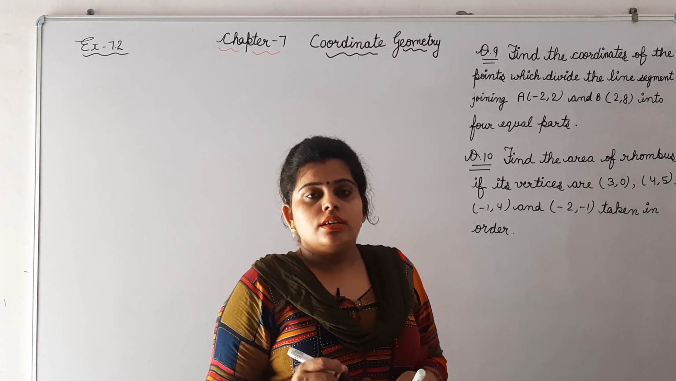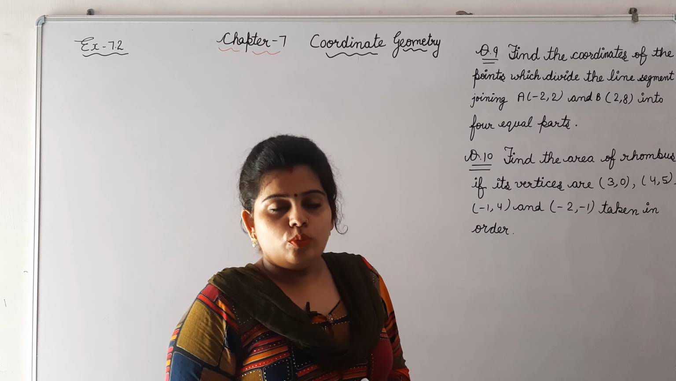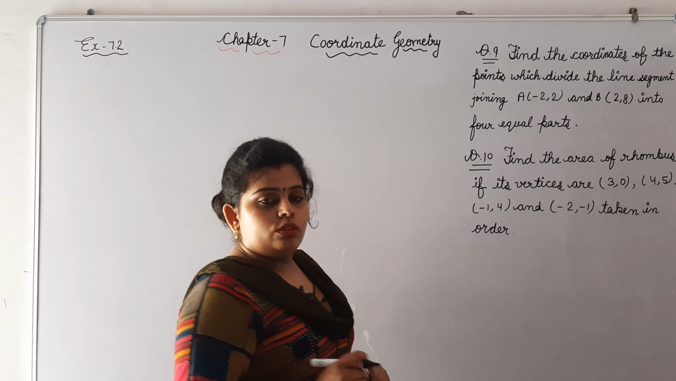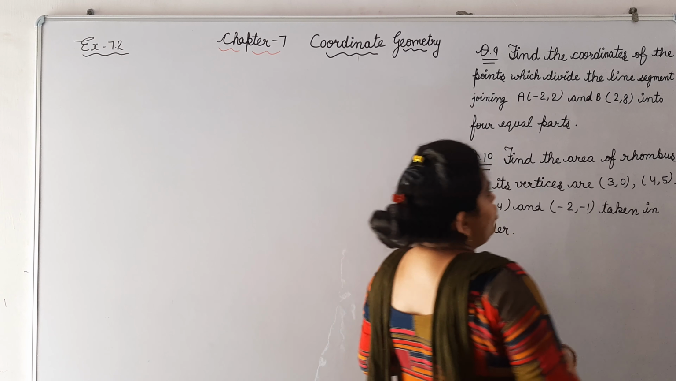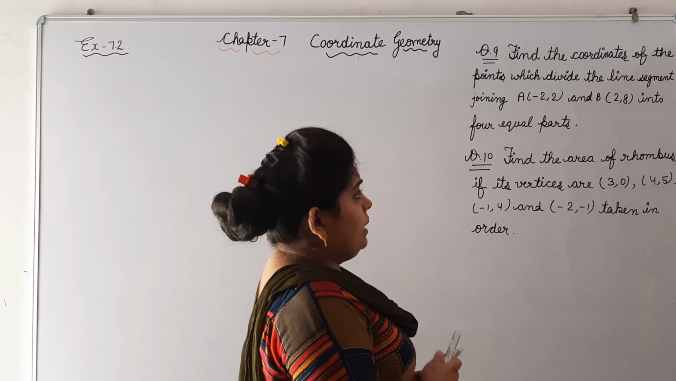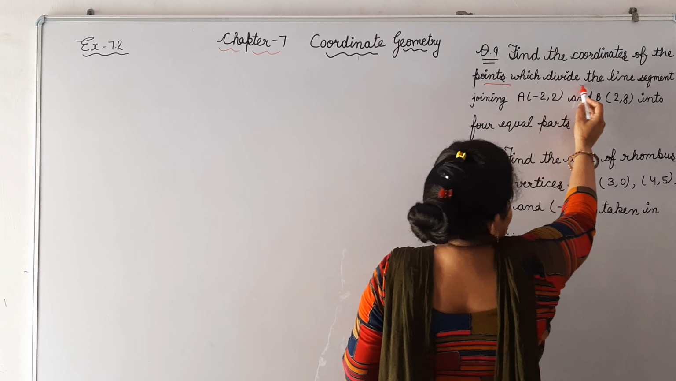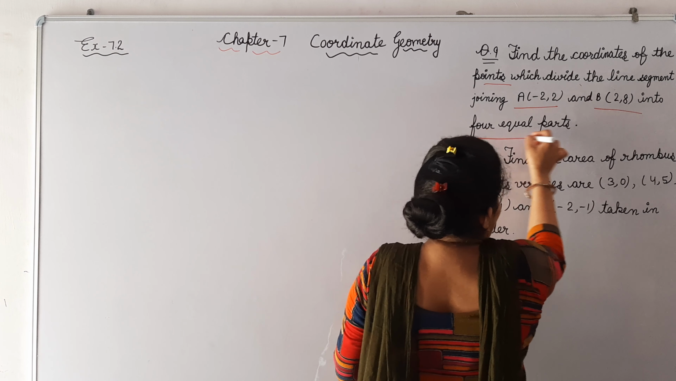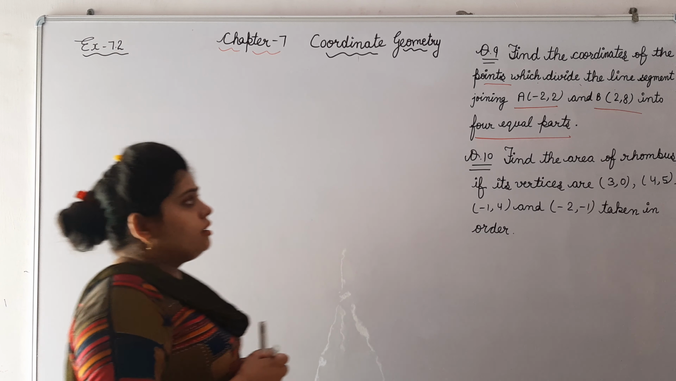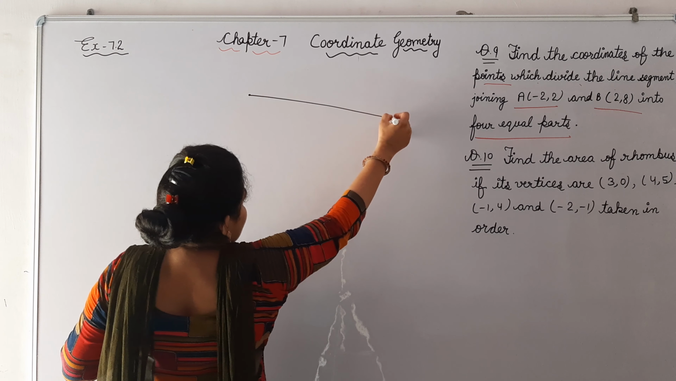Dear students, now we will do question number 9 of exercise 7.2. What is given in question number 9? Find the coordinates of the points. हमें उन coordinates के points find out करने हैं which divide the line segment AB into 4 equal parts. Means what is given? A line segment is given.